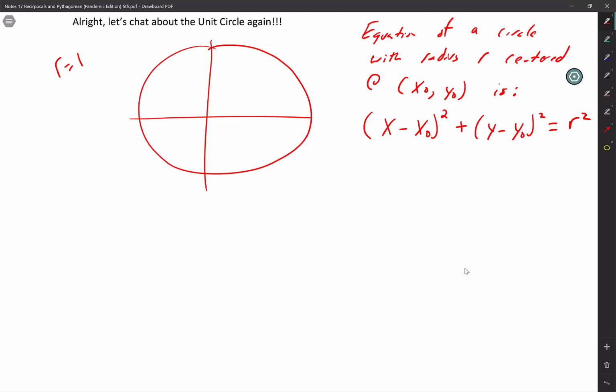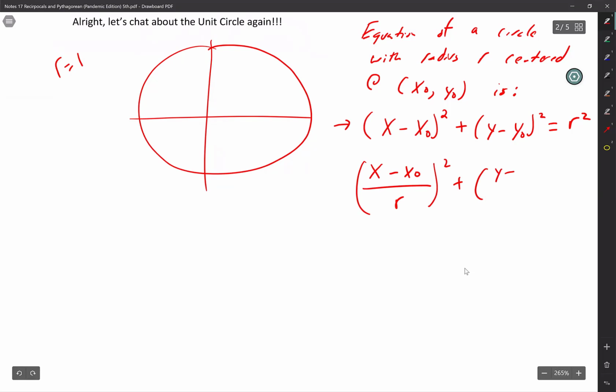Sometimes they call this standard form. Sometimes they write it as x minus x naught over r squared plus y minus y naught over r squared equals 1. Both are the same, but this is the one that we will be focusing on.